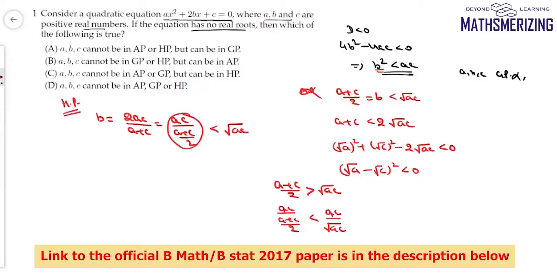So from this condition of HP, the result I'm getting is b should be less than under root of ac, which is possible with the given condition, which is b square is less than ac. So these three numbers, they cannot be in AP, they cannot be in GP, but they can be in HP. So answer to this question is option number C.